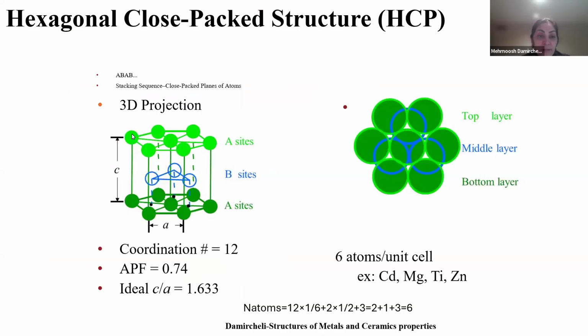On the left side, you see HCP. The hexagonal close-packed structure is one of the most important crystal structures in metals. Many common metals crystallize in HCP, such as magnesium, titanium, zinc, zirconium, beryllium, cobalt, and different materials in HCP.